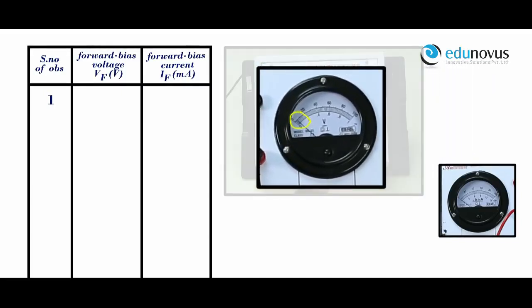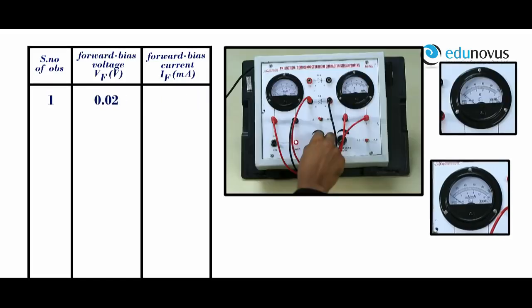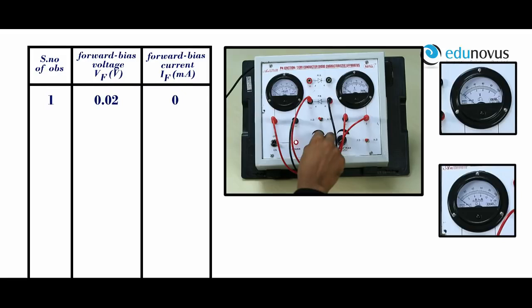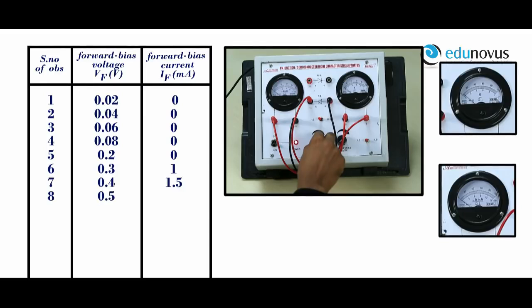When the input voltage Vf is increased in steps of 0.02 volts from 0 to 0.2, the forward current If is 0. After that, when the input voltage is increased in steps of 0.1 volt, the forward current slowly increases.